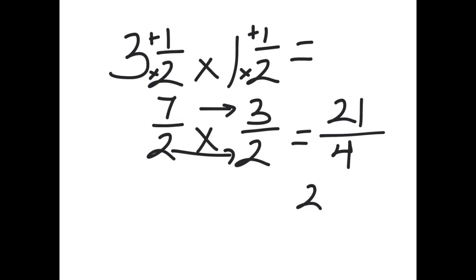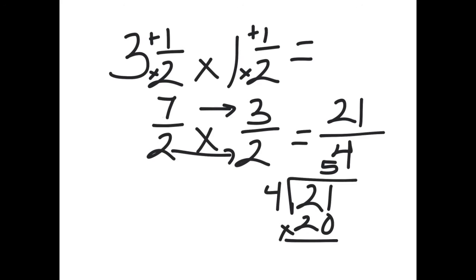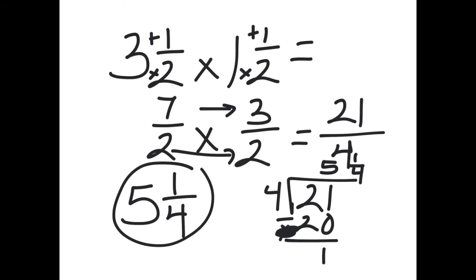So I'm going to take 21 divided by 4. How many times does 4 go into 21? 5. 5 times 4 is 20. I subtract. 20 taken away from 21, I get 1 left over. I have 5 1/4, so my answer is 5 1/4.